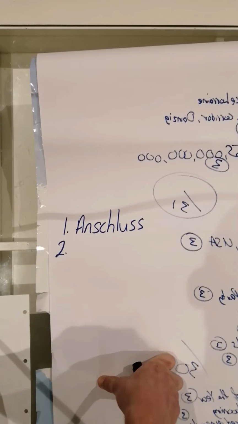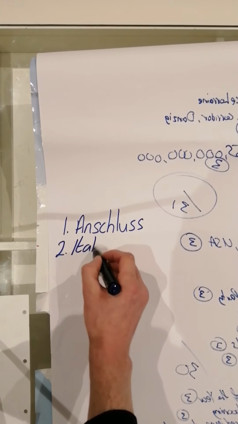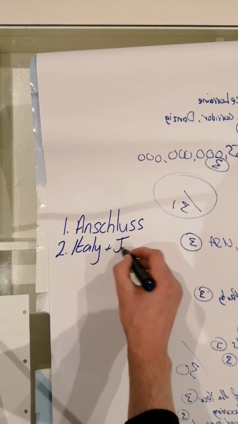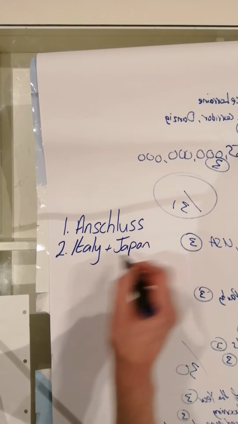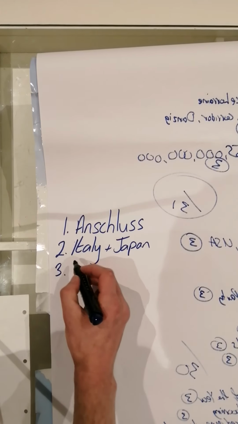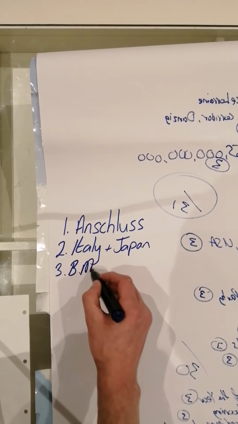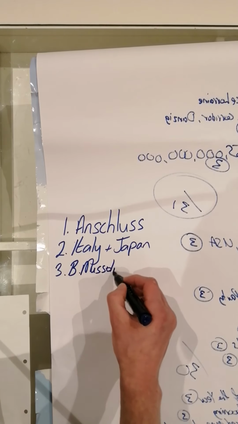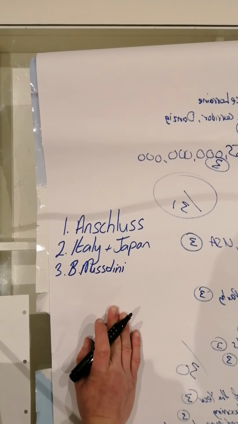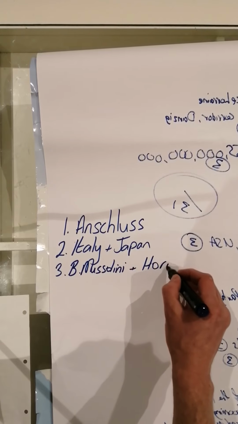Okay, next, what other two allies had Germany? They had Italy, and also they had Japan, who fought in the Pacific. Who were the leaders? In Italy, you had Benito Mussolini. Just his second name is fine. He used to ride around with a baby tiger in his car. He just kind of copied Hitler and everything. And also then in Japan, we had Hirohito.